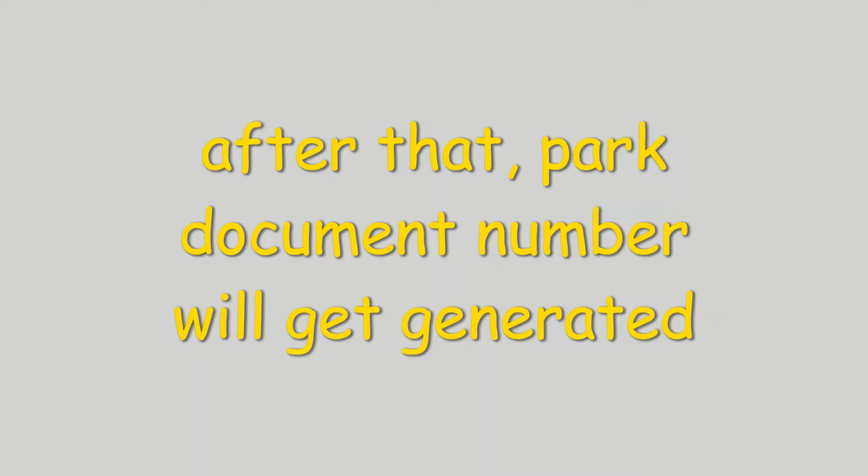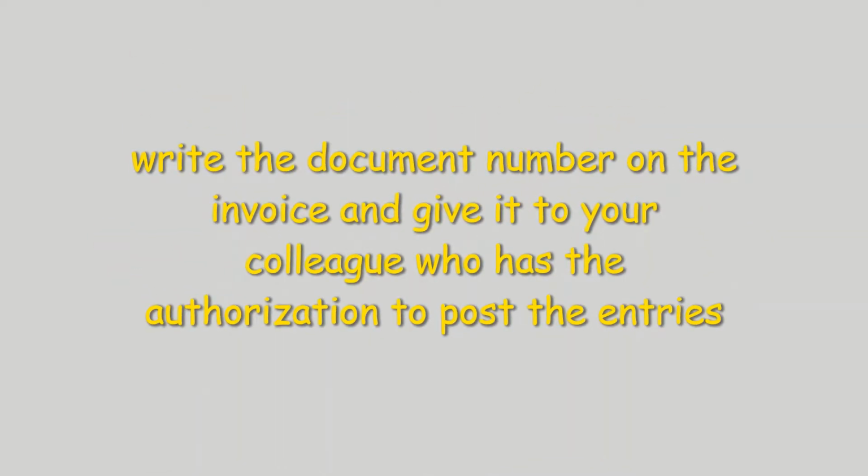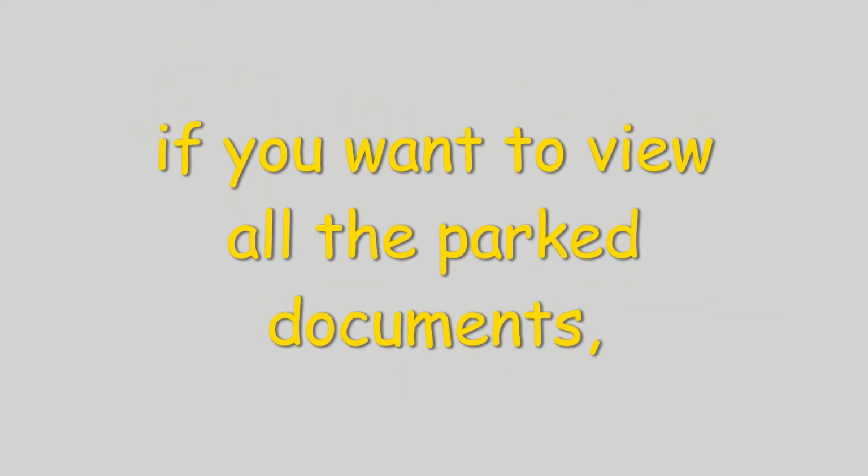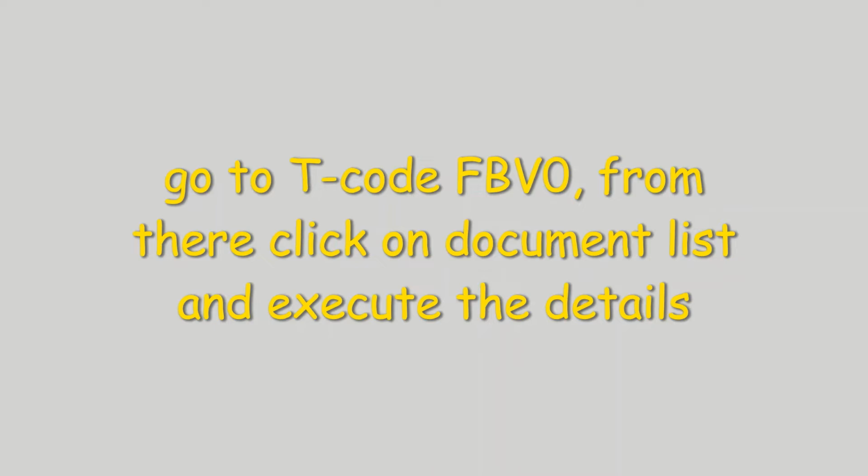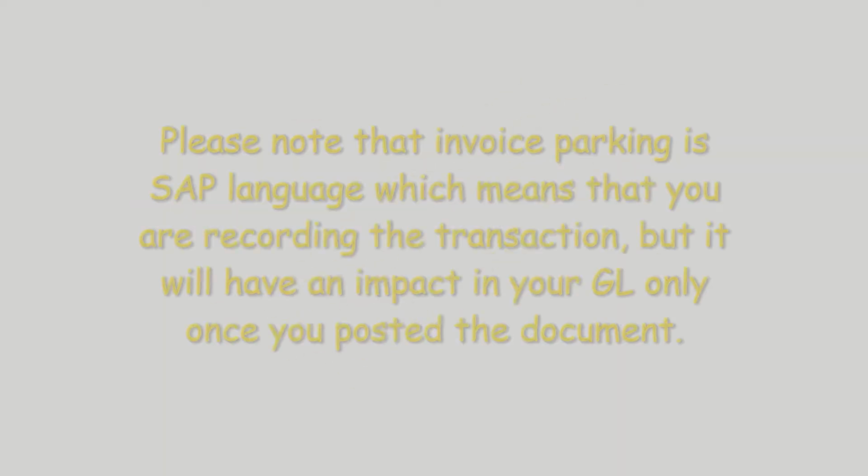After that, a Park document number will get generated. Write the document number on the invoice and give it to your colleague who has the authorization to post the entries. If you want to view all the Park documents, go to T-code FBV0. From there, click on Document List and execute the details.